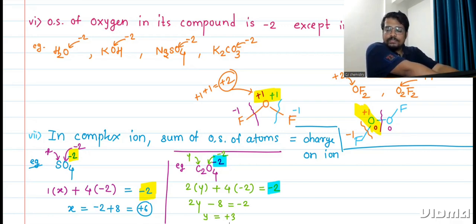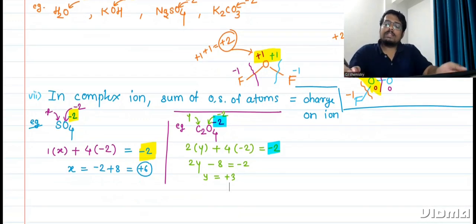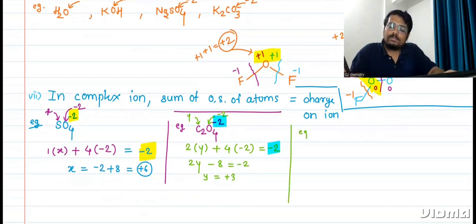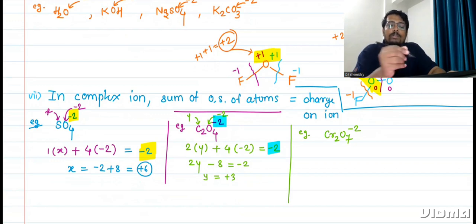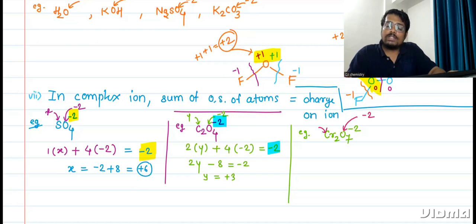Next example, Cr2O7 2- ion, dichromate ion. In dichromate, find the oxidation state of chromium. We know that the oxidation state of oxygen is -2. Let us consider the oxidation state of chromium to be X. How many chromium atoms are there? Two chromium atoms. So 2 into the oxidation state of chromium, X, plus 7 oxygen atoms. And what is the oxidation state of oxygen? We know that it is -2. Total charge is equal to 0.